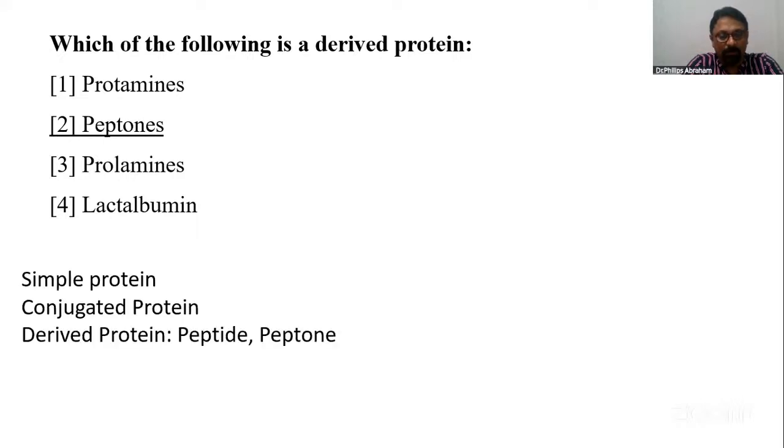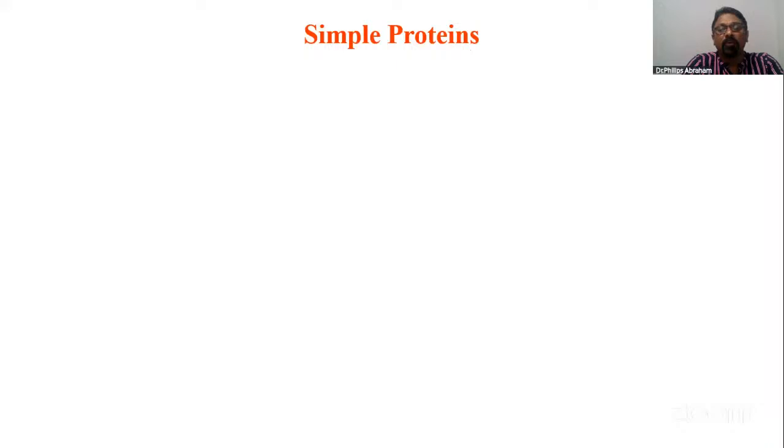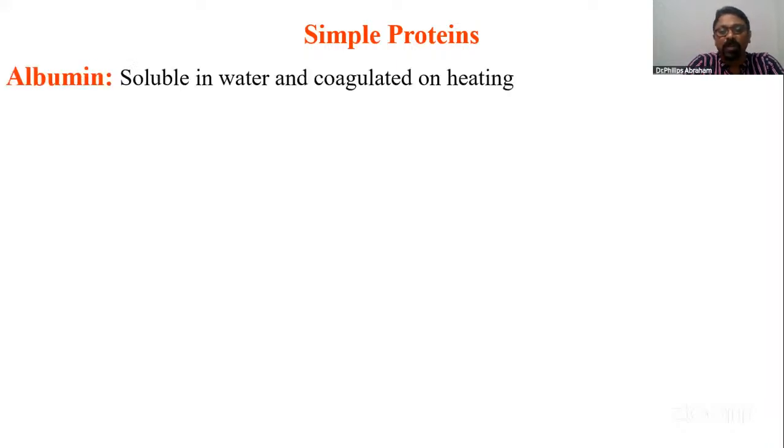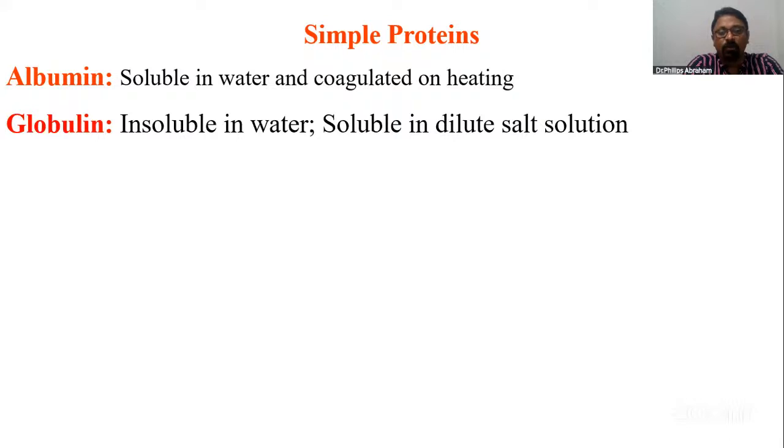As I said, simple protein, conjugate protein, and derived protein. Under derived protein, we have peptides or peptones, based on the number of amino acids. When we think about a simple protein, the first one is albumin. It is soluble in water and coagulated on heating. The second one is globulin. It is insoluble in water, but soluble in dilute salt solution. They are globular proteins.